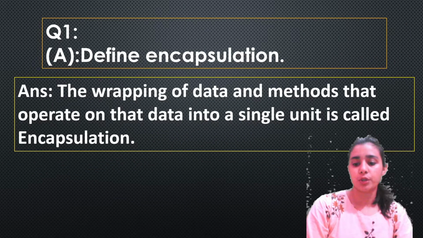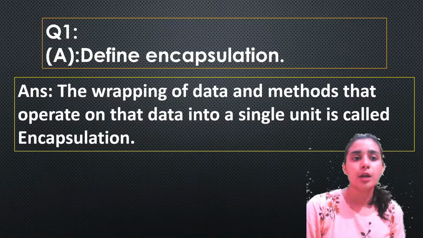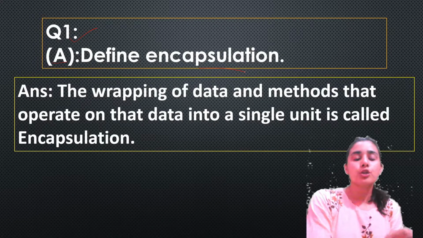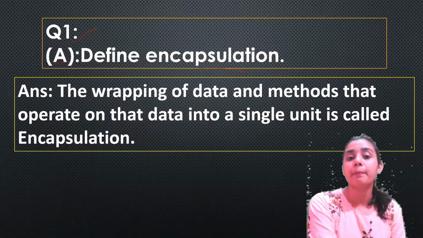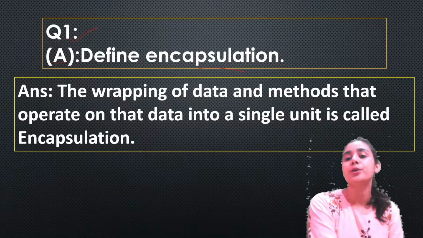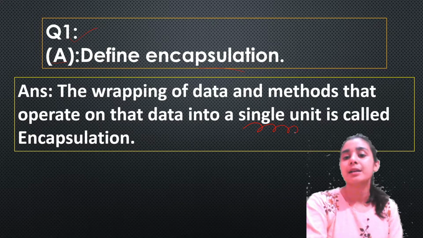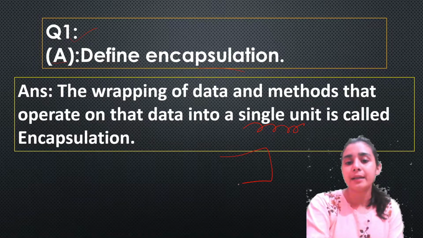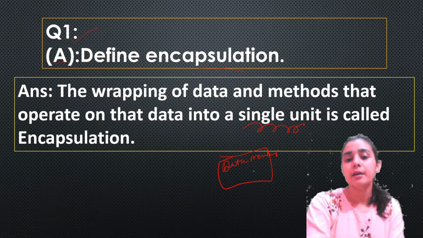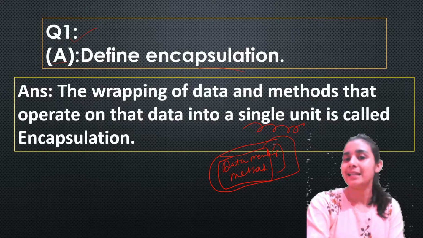So our first question is about encapsulation. You have already seen the question paper. The first question's part A is: define encapsulation. As we know, encapsulation means the wrapping of data and methods that operate on that data into a single unit. If I talk about the single unit, that means we talk about a class. So our data means our data members and methods, and these both are combined together in a single unit.